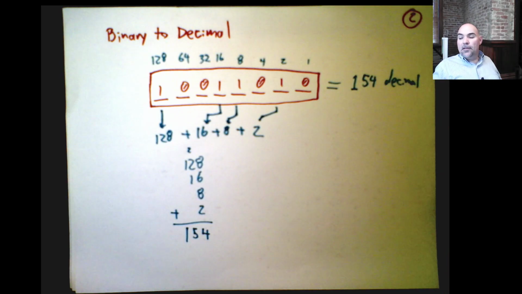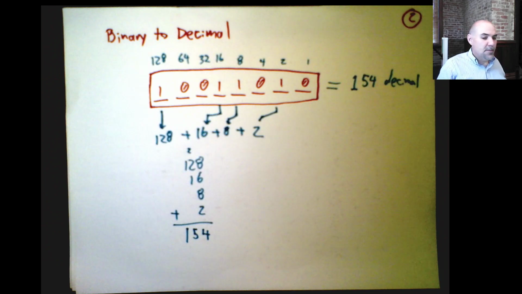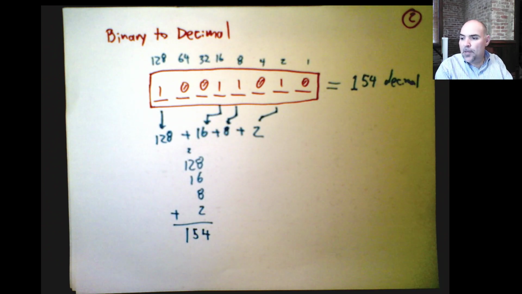Okay, so the idea there, the places have values. If there's a 1 there, we add it. If there's a 0, we skip it. We just add them all up. The sum of all of the place values wherever there's a 1 results in the number. Okay, so we'll come back to that in just a second.